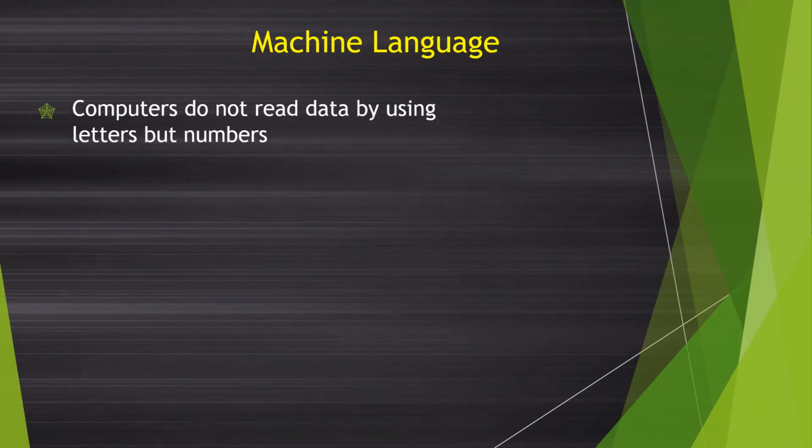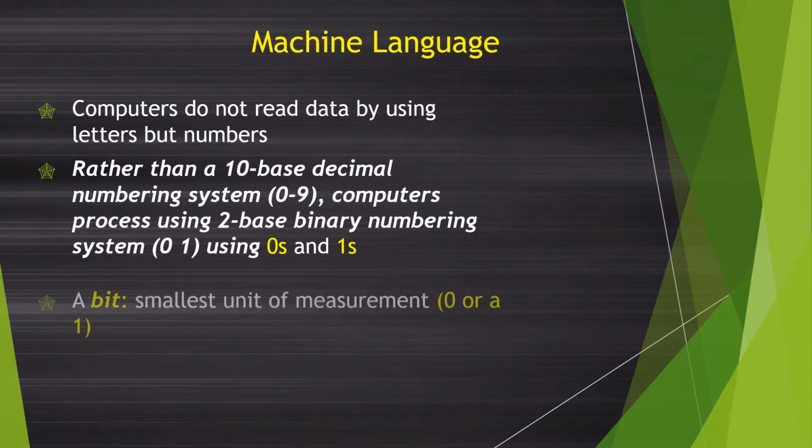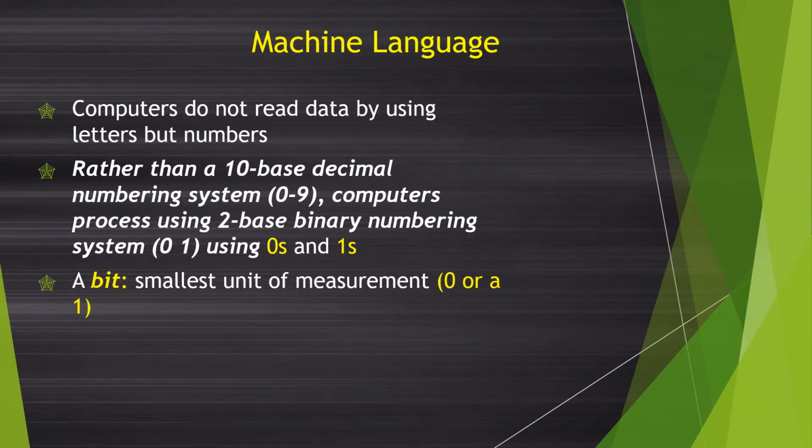Let's talk about how computers process. Computers do not read data by using the alphabet, such as letters, but rather they use numbers. Rather than a base-10 decimal system, which is 0 to 9, computers process using base-2 binary numbers, which are zeros and ones. A bit is the smallest unit of measurement. It will either be a 0 or a 1, either on or off.